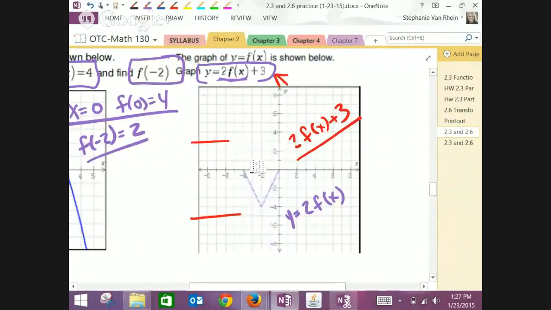Because basically that's what you're doing to every point here. You're taking this point, multiplying it by 2, and adding 3. So this becomes a new point. You take this point, multiply it by 2, and add 3. This point, multiply it by 2 and add 3. You could do it to this point, multiply it by 2, and then add 3.